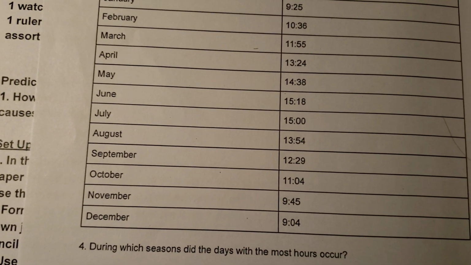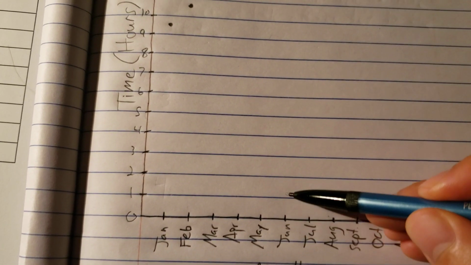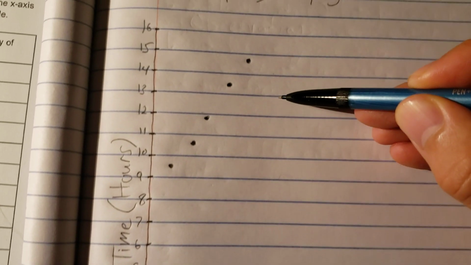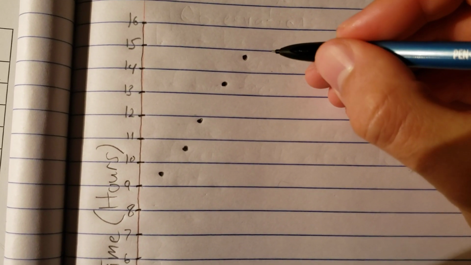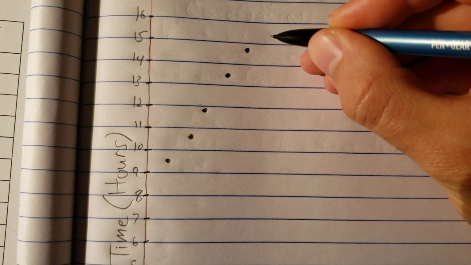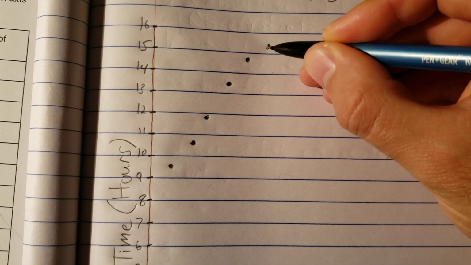All right, and then finally June, 15 hours and 18 minutes, which was the number we talked about earlier. So 15 hours and 18 minutes is just a little bit, about a quarter of the way there, just a little bit past a quarter of the way.